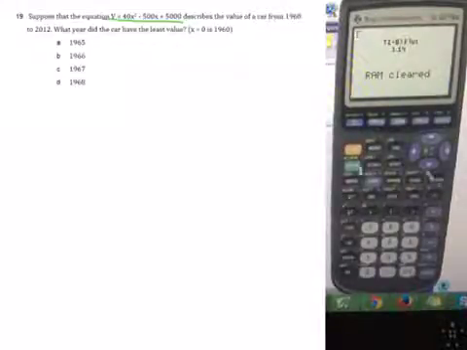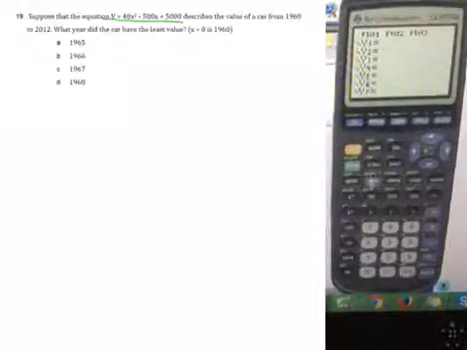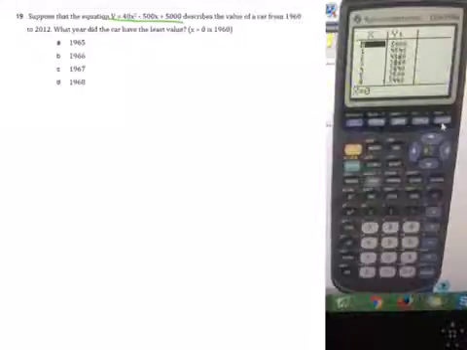So to do that, we're going to go in our calculator, and we're going to click y equals. We're going to plug in 40x squared minus 500x plus 5,000. And we're going to press second graph.